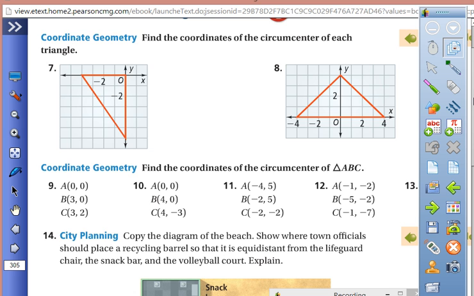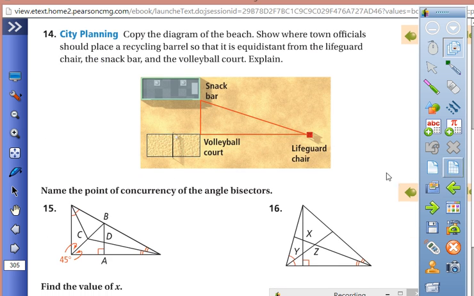So the rest of these problems you should be able to do, so you're picking up at number 14.